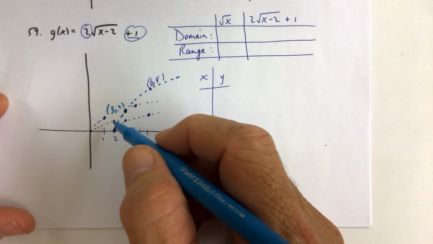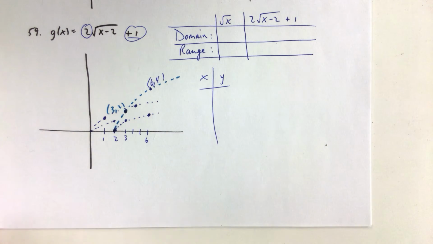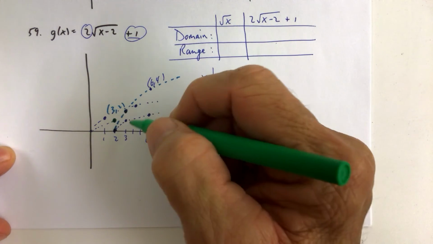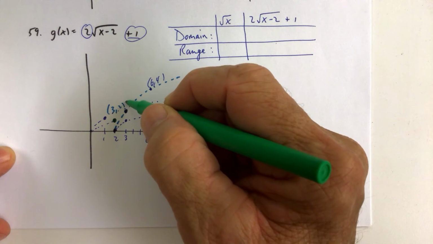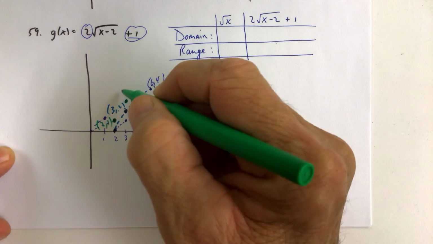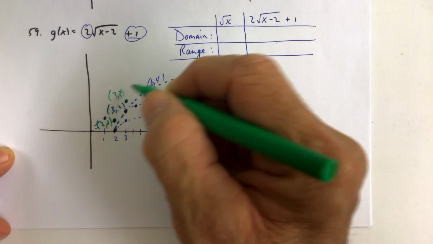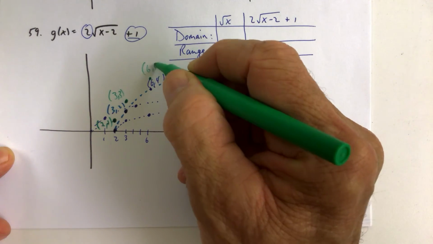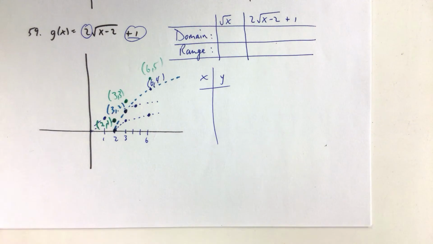But now if we take that graph and move it up 1, in a different color here, then this 2, 0 becomes 2, 1. 3, 2 becomes 3, 3. So let me put those coordinates there: 2, 1, 3, 3. And then 6, 4 becomes 6, 5. Oh, my marker's running out. And so let's connect those dots.